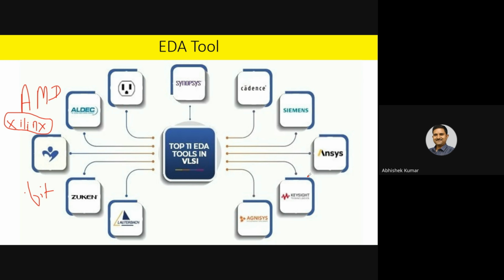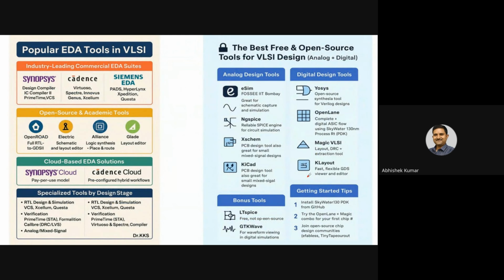Okay, here are certain major tools, but we know most tools are licensed ones with very high cost. EDA tools like Synopsys provide IC Compiler, PrimeTime, VCS. Cadence provides Virtuoso, Innovus, Xcelium, and Siemens provides Mentor Graphics type of software.